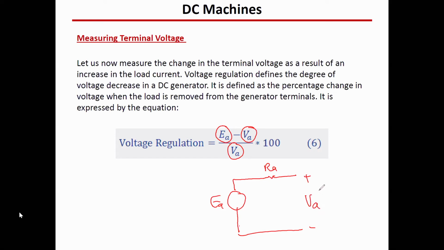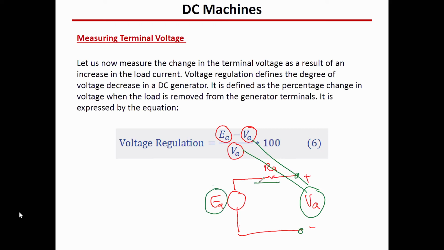So if we have load, the voltage will be VA. So it is clear. What if we don't have load? This is open circuit. What will be the voltage? The voltage will be EA.